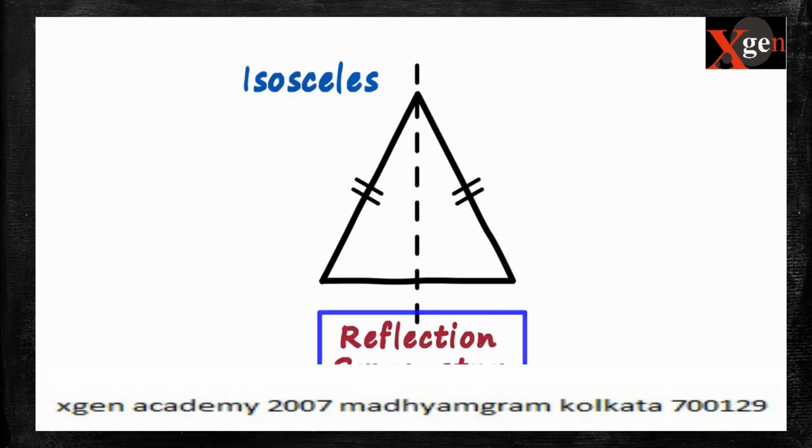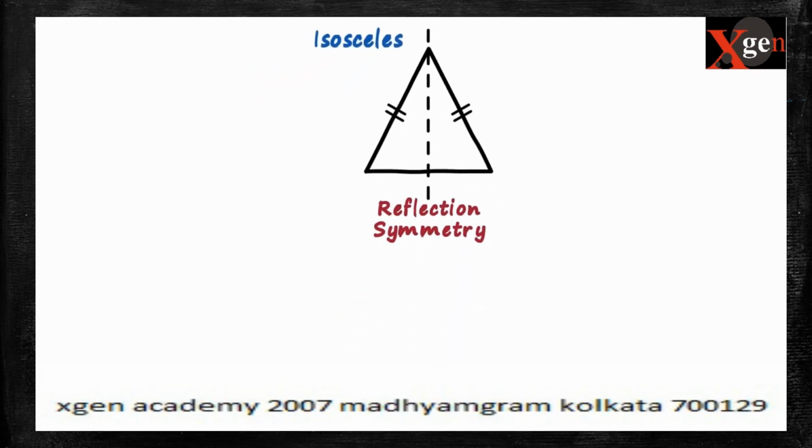Why is it called that? Let's see. If we take one part and keep it against a mirror, we will get the original shape. The reflection of one part completes the shape. But wait, what is the other kind of symmetry?